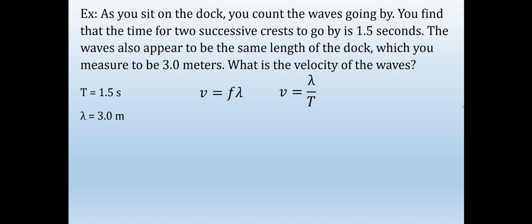Now we have 2 equations that we can choose from here. One has the frequency and the wavelength, and one has the wavelength and the period. Since we know the wavelength and the period, we're going to use that one. So we're going to take that 3 meters, the length of our wave, and we're going to divide it by the time that it takes that wave to go by us. So 3 meters divided by 1.5 seconds is going to give us a velocity of 2 meters per second.